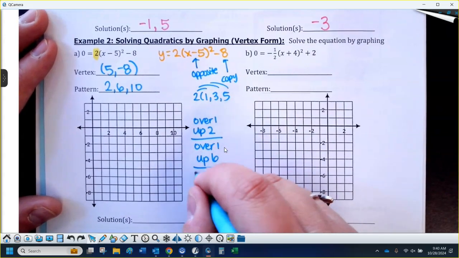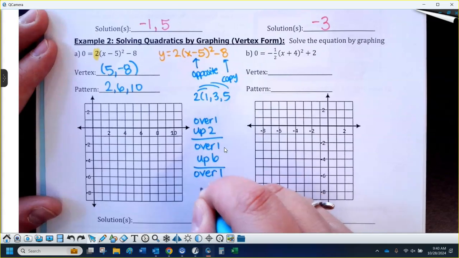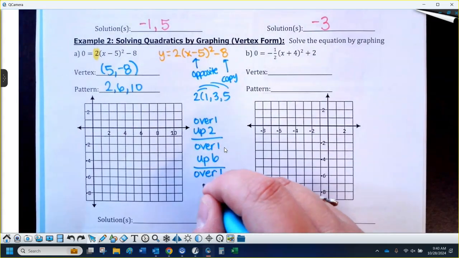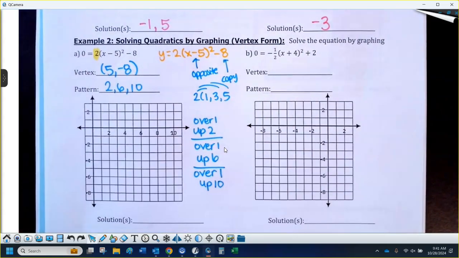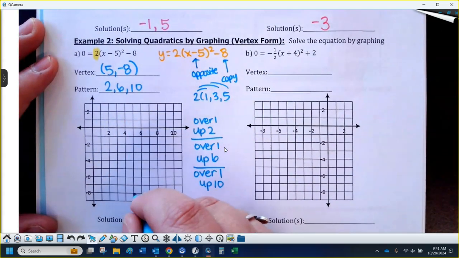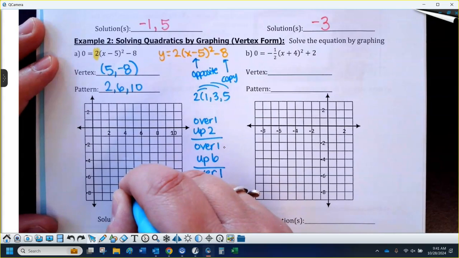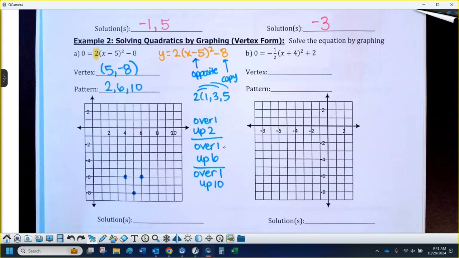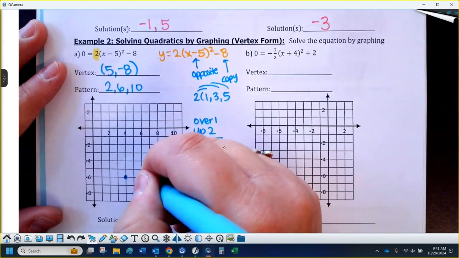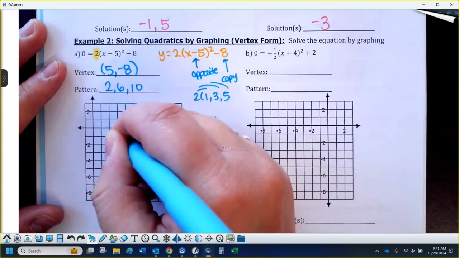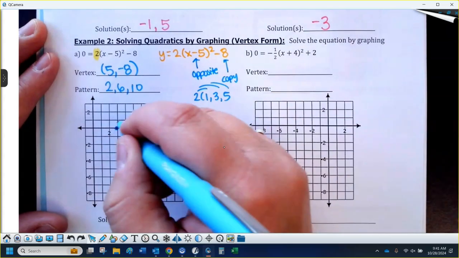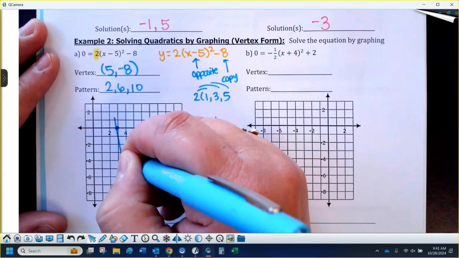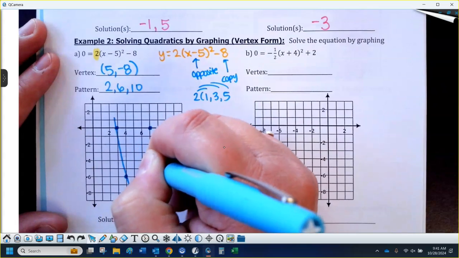This is not going to fit on the graph, but if it did, we would go over 1 every time, and then I would go up 10, just to remember how to do that from the vertex. So I've got 5, -8, so just over 1 on either side, but this time we're getting stretched out by that a value being 2, so I'm going to go up 2. Then I'm going to go over 1, up 6, and actually that should put you right on the x-axis, which are your solutions that you are looking for.